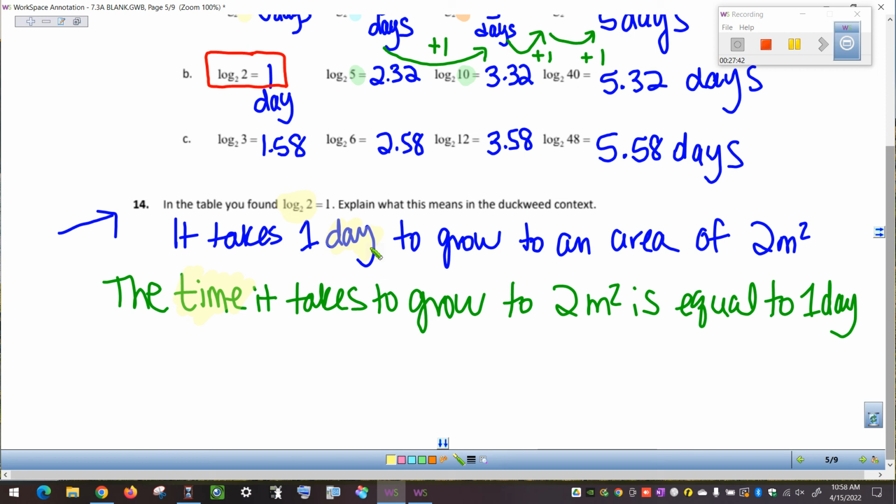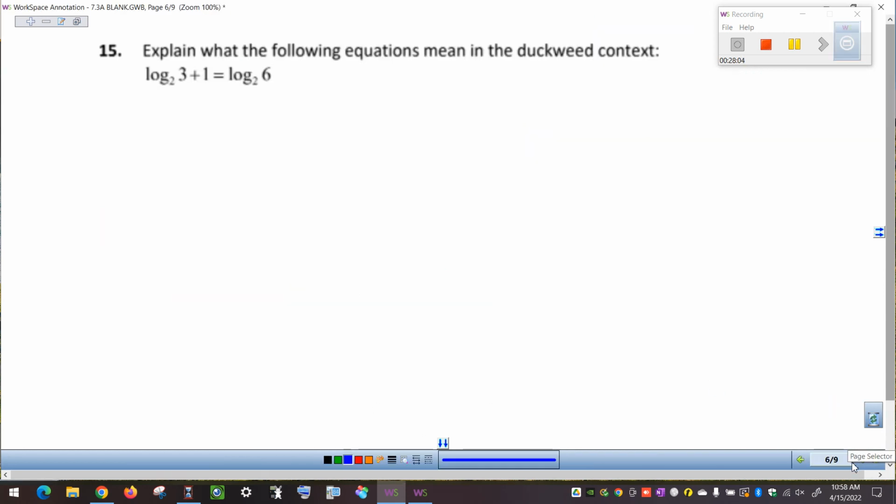So now we have a different type of statement in the next part, and we want to do the same thing: interpret it. We're going to explain what this next equation means in the duckweed context. I'm going to break this into 4 pieces. The first piece, I'm going to put a box around in blue, is just that little part at the beginning, log base 2 of 3.